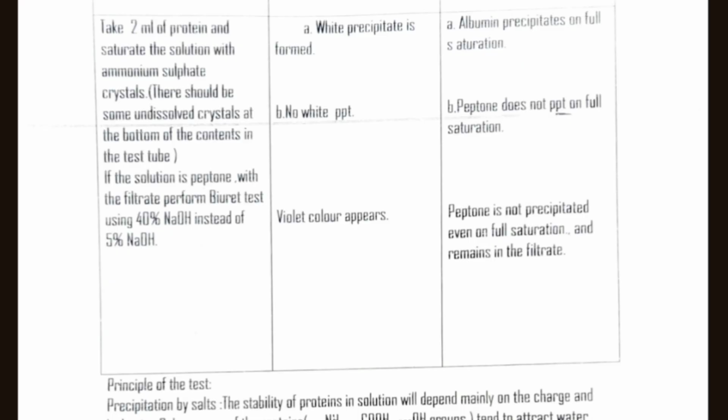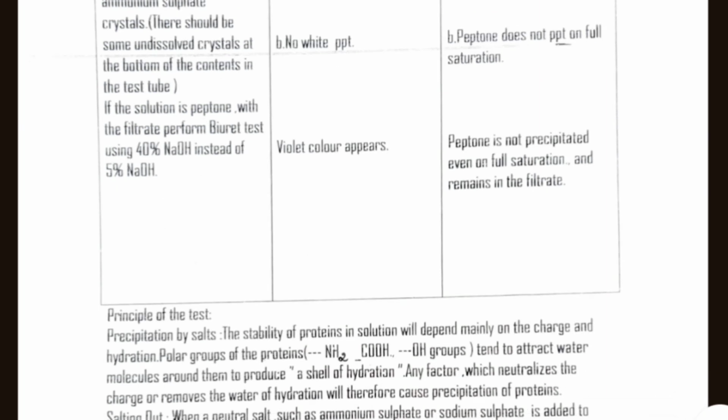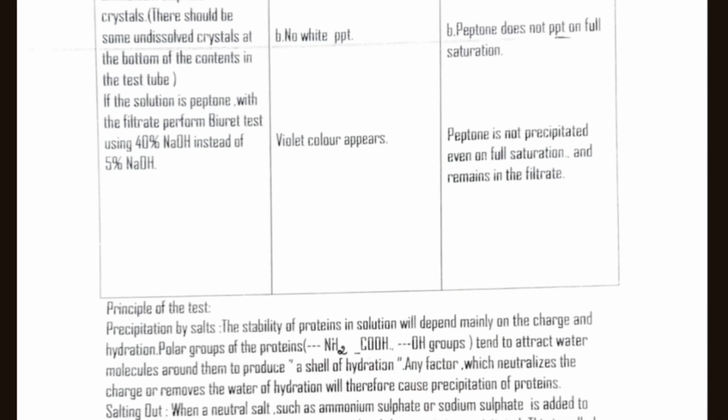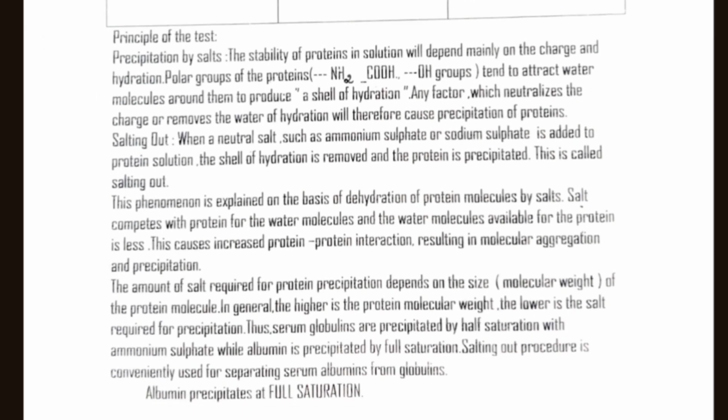If the solution is peptone, and you do the Biuret test on the filtrate using 40% NaOH instead of 5% NaOH, you will get a violet color. Peptone is not precipitated even on full saturation and remains in the filtrate. Principle of the test: precipitation by salts.